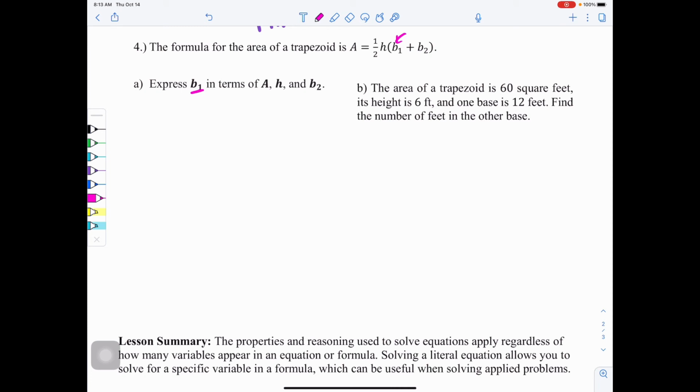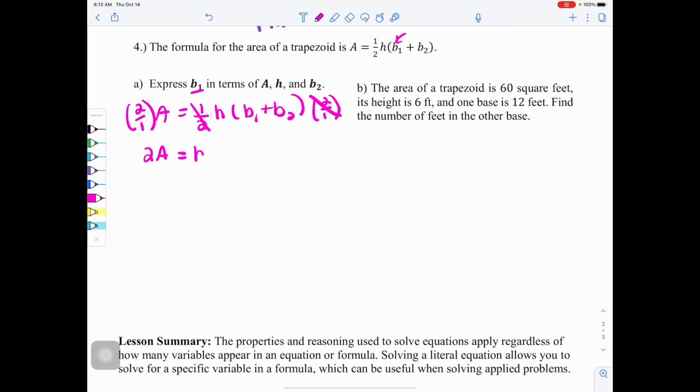Okay, so let's start with rewriting the formula. A equals 1/2 height times base 1 plus base 2. We do not want the 1/2 there, so I'm going to start similar to the way we did in example 2 and 3. I'm going to get rid of 1/2 by multiplying both sides by the reciprocal. When I do that, the 1/2 and the 2/1 are eliminated. So I end up with 2A equals height times B1 plus B2. So that's base 1 plus base 2.